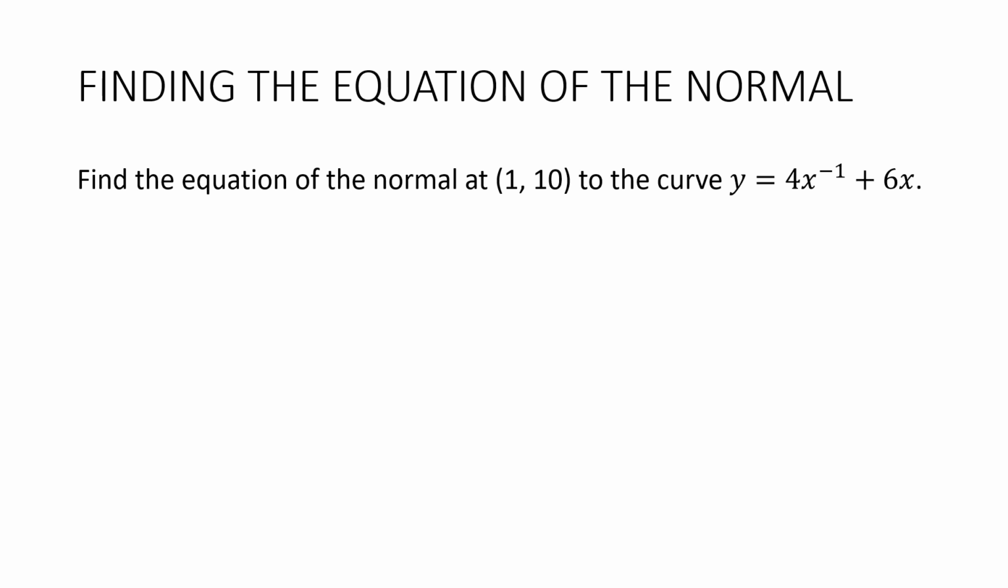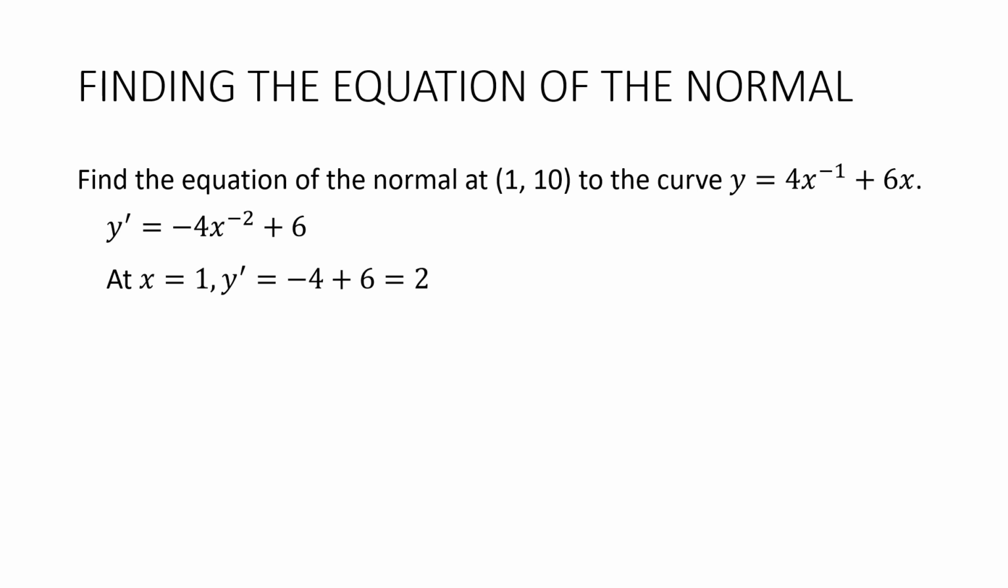Find the equation of the normal at the point 1, 10 to the curve y equals 4x to the power of -1 plus 6x. Again, we're going to start by finding the derivative, which is -4x to the power of -2 plus 6. Now we need to work out the gradient of the tangent first, so we're going to substitute in x is equal to 1. So at x equals 1, y dash is equal to -4 plus 6, which is 2. So that's the gradient of the tangent.